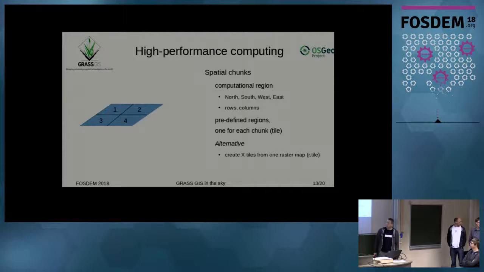You can also create spatial chunks. That has also been quickly mentioned previously with GDAL, for example. You can create virtual raster datasets that chop up a large raster into tiles. An important concept in GRASS here is the computational region, which is defined by the extents, north, south, west, and east, and the number of rows and columns. Considering these, you can chop up a raster into any number of desired tiles. You can also create predefined regions. Instead of chopping up the raster physically, you simply predefine these computational regions.